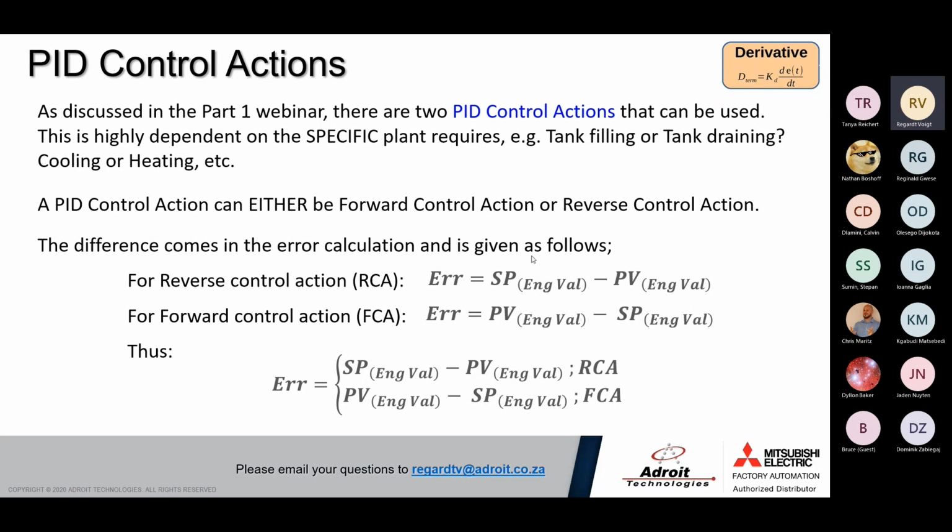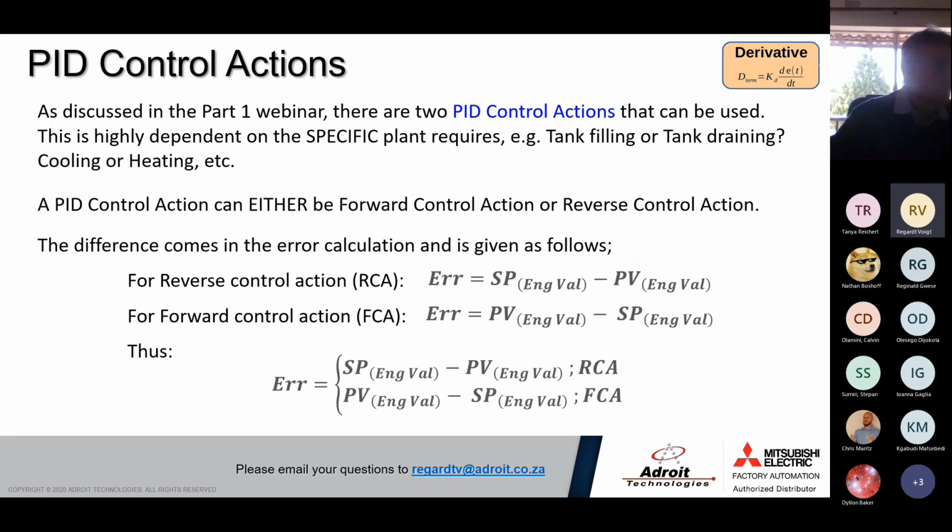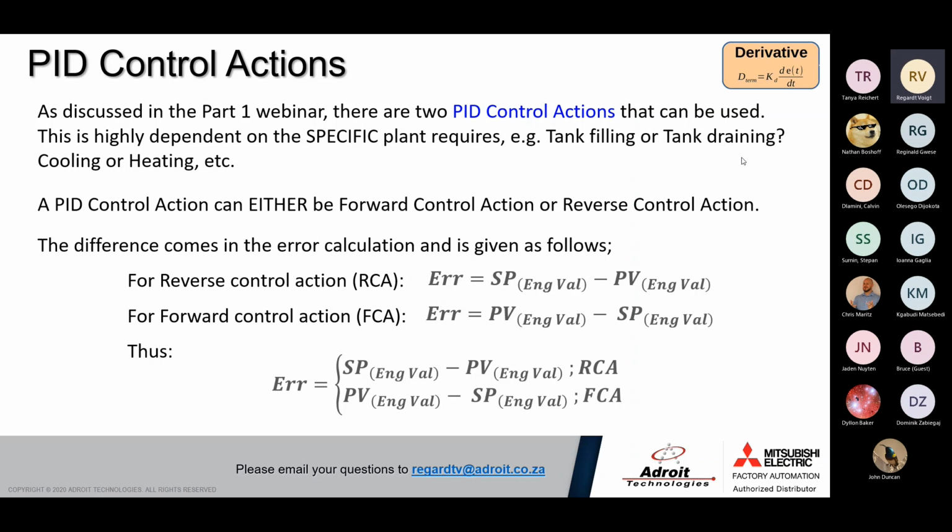If you look at a forward control action, let's look at tanks draining. If you want to fill a tank, and not drain a tank, then you will use a forward control action because you are filling the tank, sorry, reverse control action. If you want to drain the tank, which means that the tank needs to be kept empty, depending on your level which you measure, it would be your forward control action.